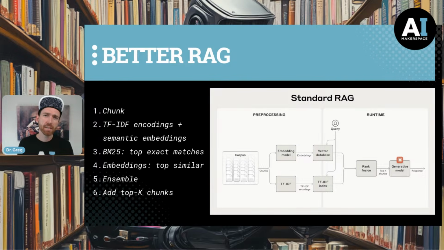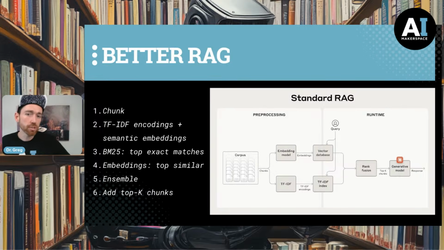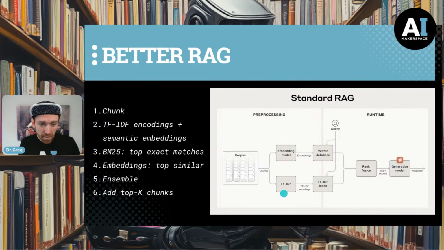And the process might go something like this. We break down the knowledge base, the corpus, into chunks, right? All these little chunks. Usually the chunks are a few hundred tokens each. Then we're going to create TF-IDF encodings, and we're going to create semantic embeddings. We're going to create not just a vector database, but we're also going to create an index for our TF-IDF encodings.